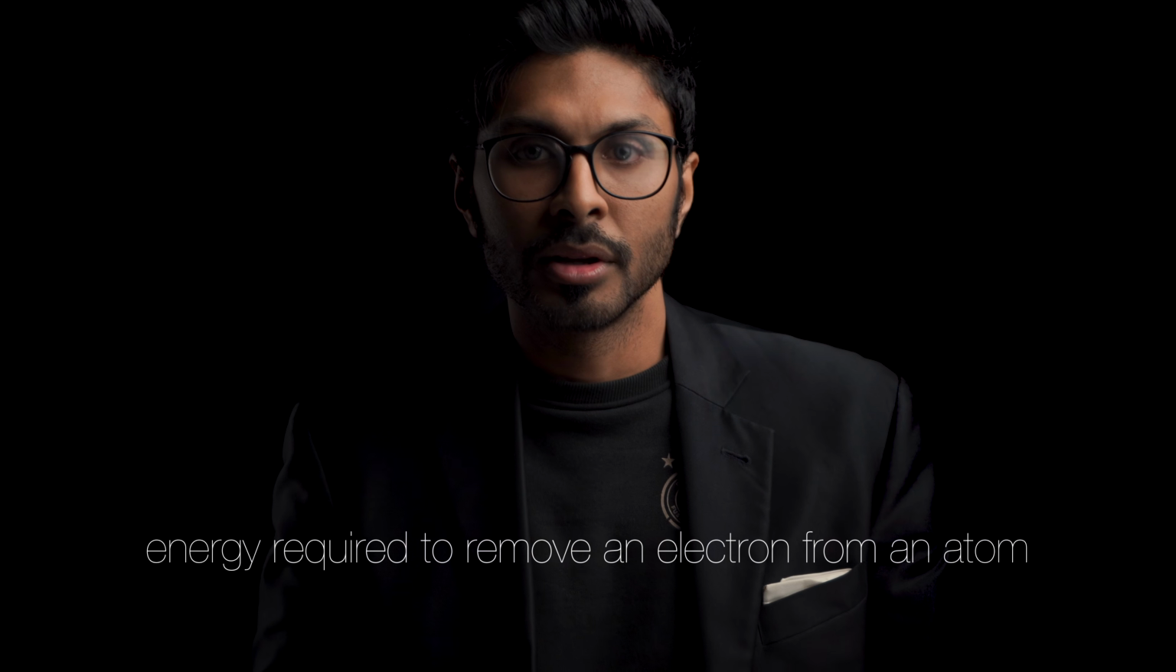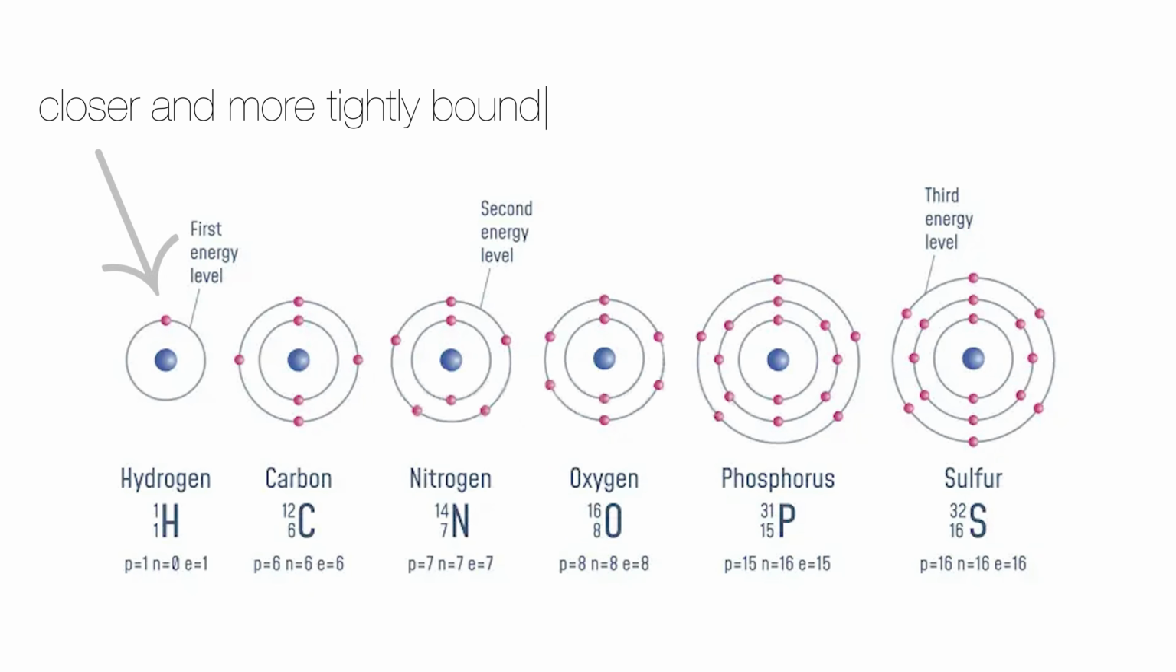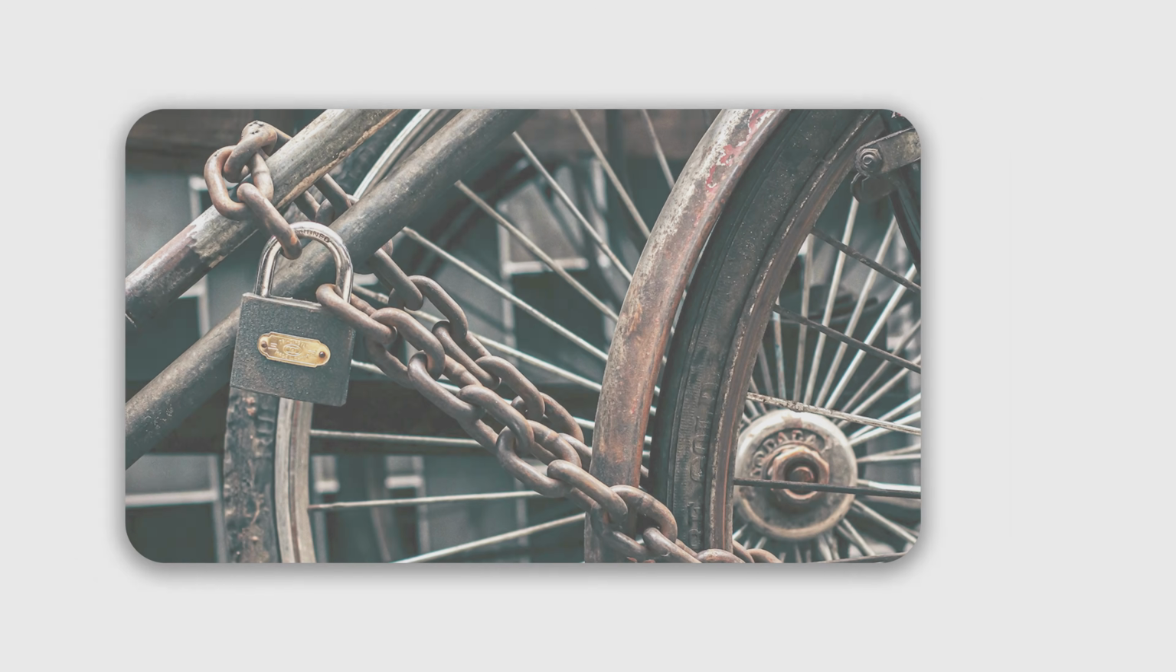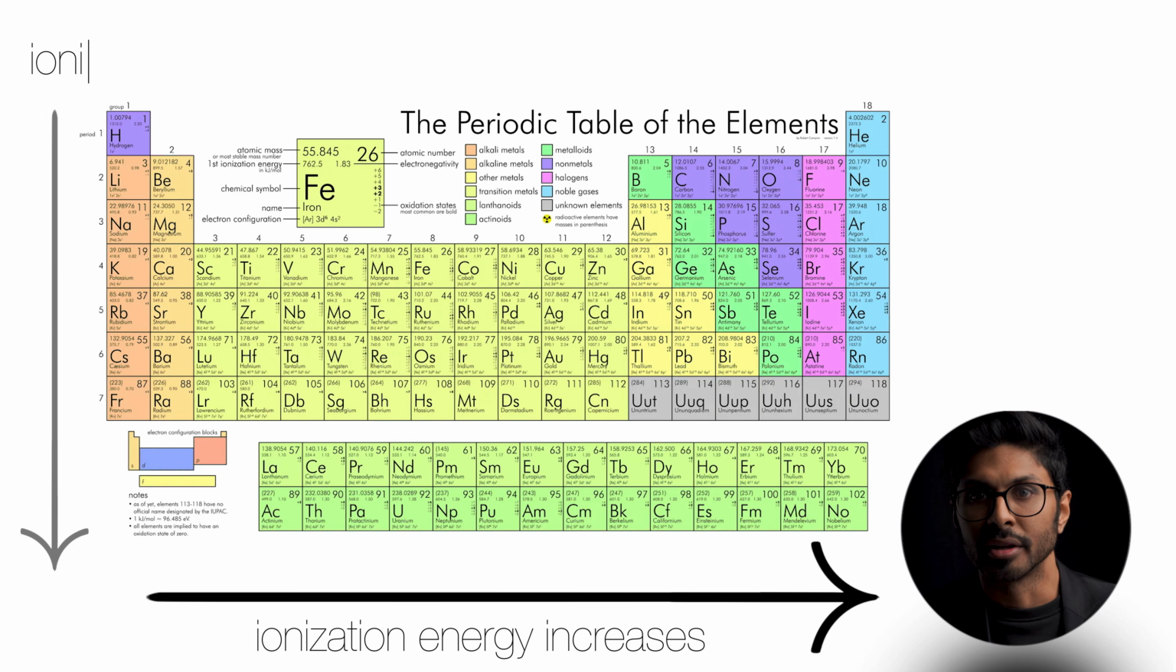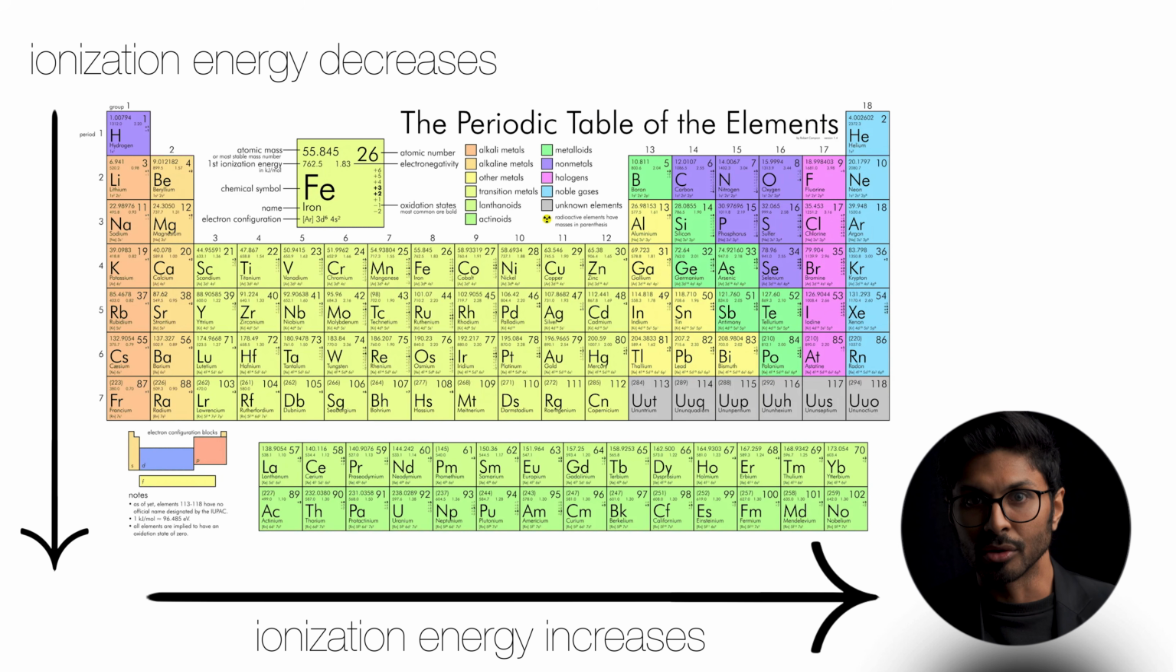Ionization energy. Ionization energy is the energy required to remove an electron from an atom. The closer and more tightly bound an electron is to the nucleus, because the positive protons are attracting it in place, the more energy is required to remove it. The tighter something is chained up, the harder you need to pull in order for it to come off the chain. Ionization energy increases across a period as atomic radius decreases, and ionization energy decreases down a group.